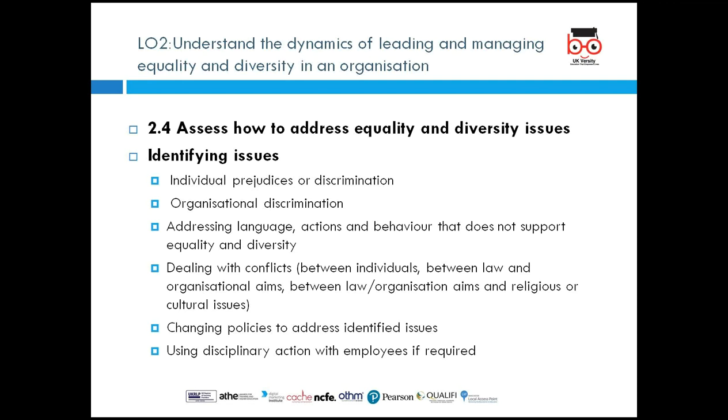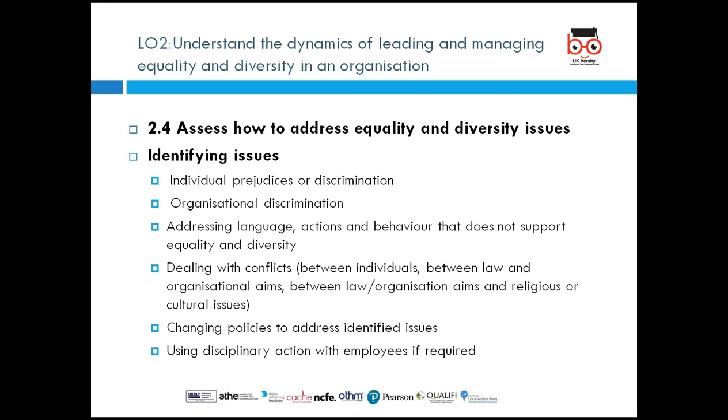How do you address? Now, if you want to address the issue of equality and diversity, number one, you need to be able to identify the issues. And what issues are we trying to identify? We want to assess how we address equality and diversity issues. Now, if you want to assess whether they implement the policy, whether it is working, you first need to identify issues. Number one, you need to identify prejudices or discrimination. This is something that you can find out easily.